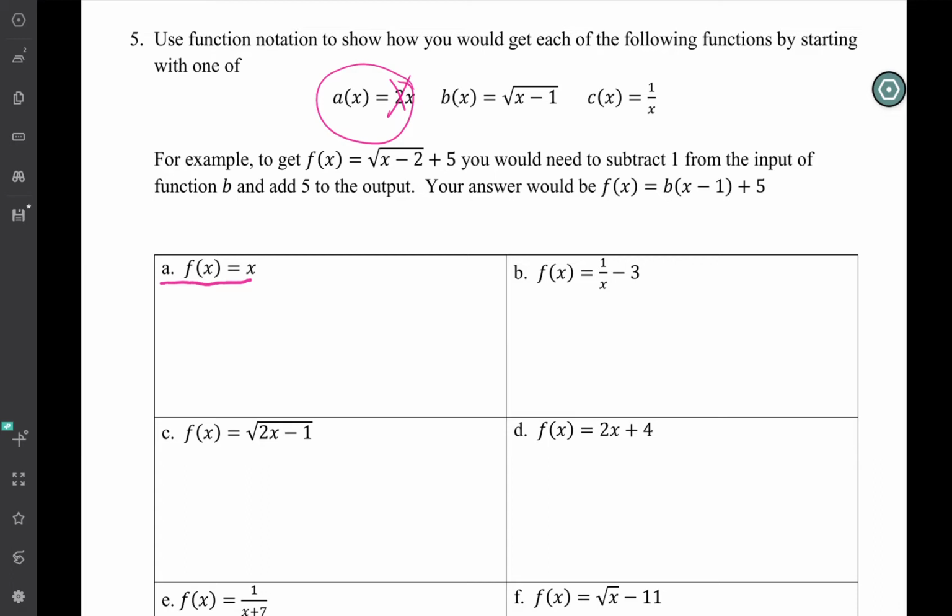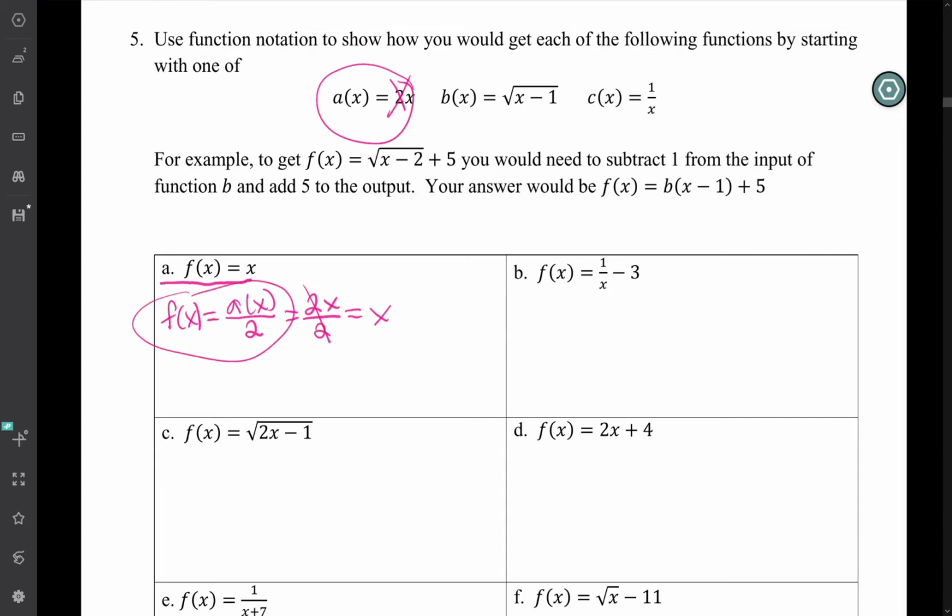And I can actually think of 2 ways. If we take the entire function a of x and divide its output by 2, that's equal to 2x over 2, sorry, getting excited with the x's, which is equal to x. That's what we want. So f of x is the same as a of x divided by 2. This is the key part right here, but this over here is me kind of verifying.